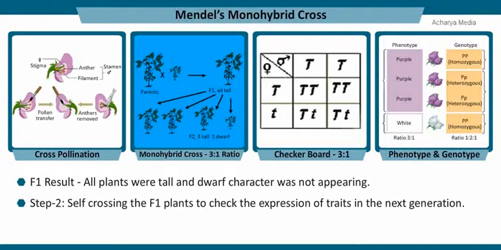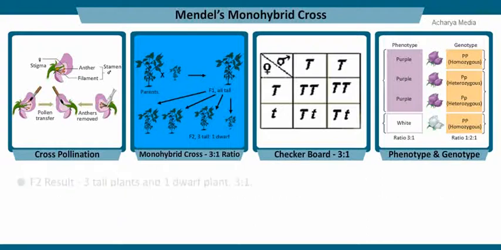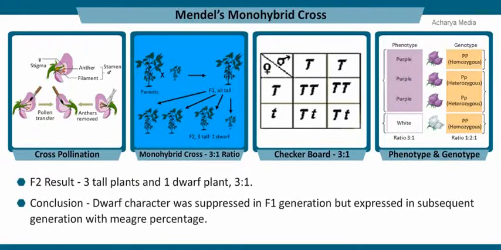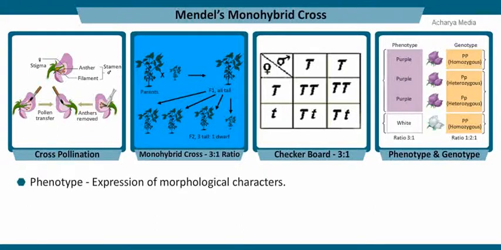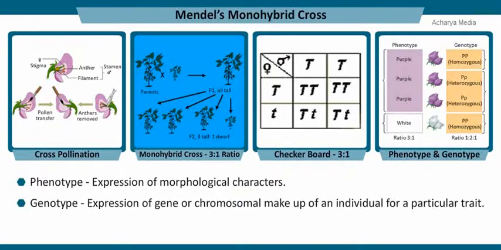He self-crossed the F1 generation to check whether the dwarf character would express in the next generation. As he expected, the dwarf character was expressed in the F2 generation with the ratio of 3 tall plants to 1 dwarf plant. At the end of the experiment, he concluded that the dwarf character was suppressed in the F1 generation but expressed in the subsequent generation with a meager percentage. He termed phenotype as an expression of morphological characters as tall or dwarf, red or white flower, and genotype as the expression of the gene or chromosomal makeup of an individual for a particular trait.